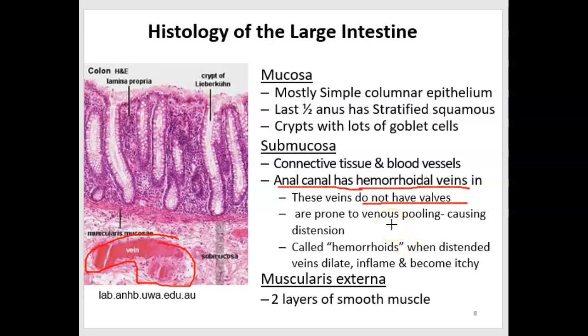If this happens to a large extent, we get a condition called hemorrhoids, which I'll introduce you to in a little bit. And that's when the veins are distended so much and dilated so much and they become inflamed and kind of itchy and painful. So we'll look at that a little bit more. But there's vessels in the submucosa. And then the muscularis externa has 2 layers of smooth muscle, and then the tinea coli on top of that, but that's not really the wall. The tinea coli is very external to the wall of the large intestine.